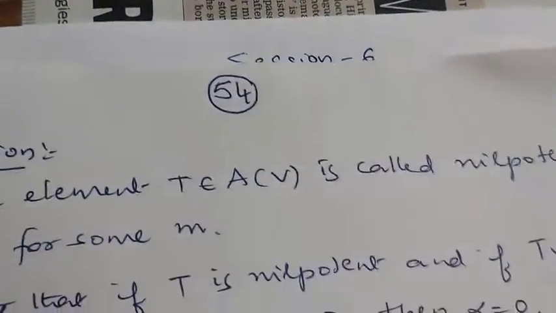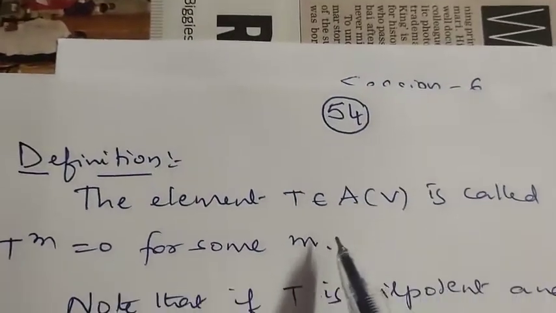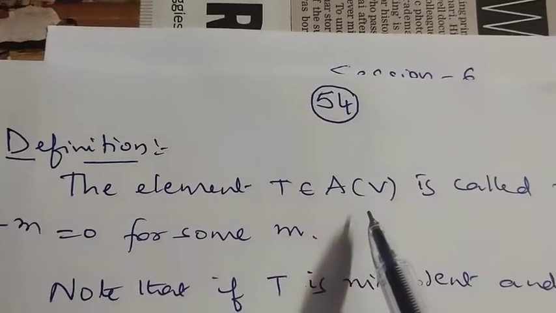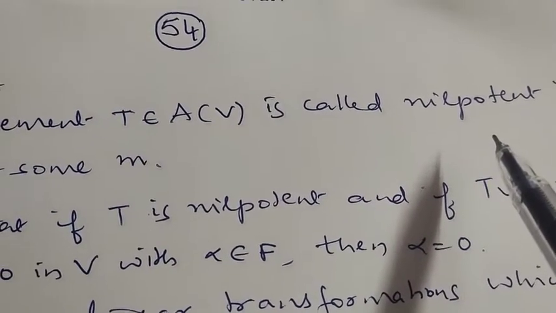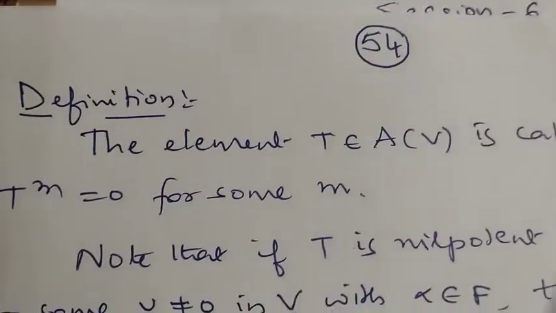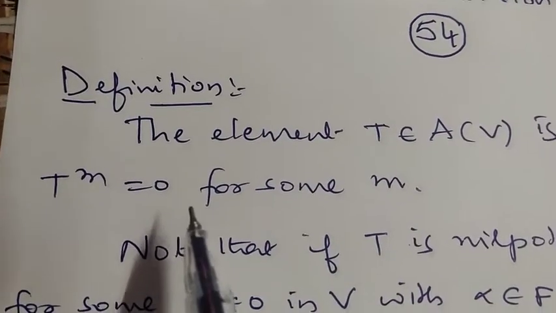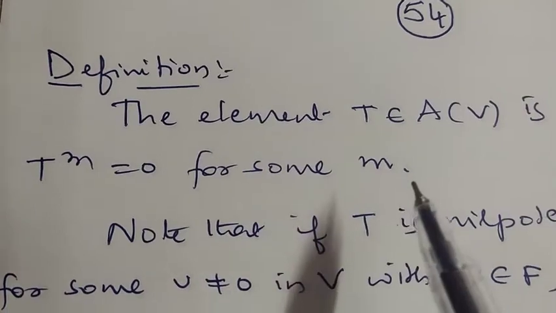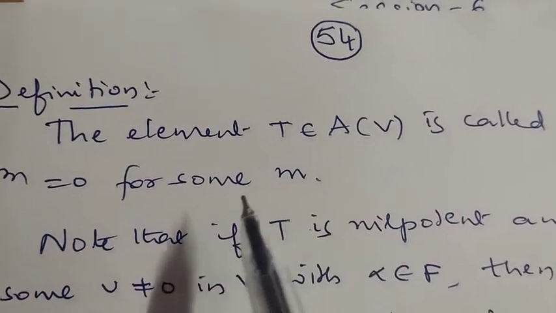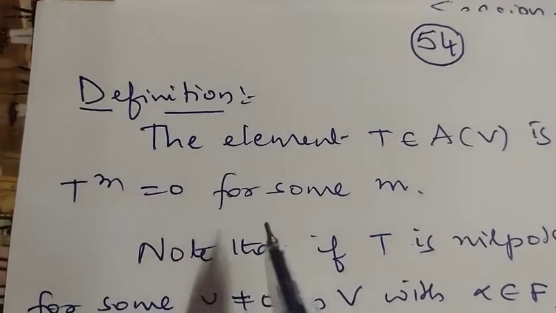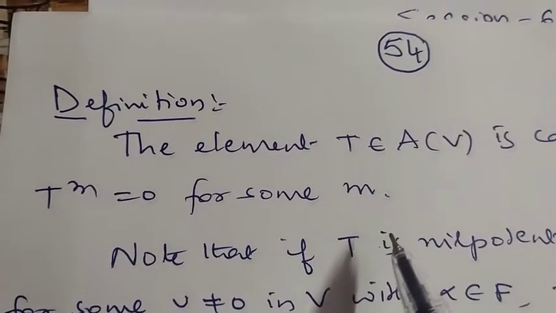Before that, let us take up one important definition. This definition says that an element, or the transformation, T in A of V is called nilpotent. The transformation T is called a nilpotent linear transformation if T power m is 0 for some integer m. Okay.